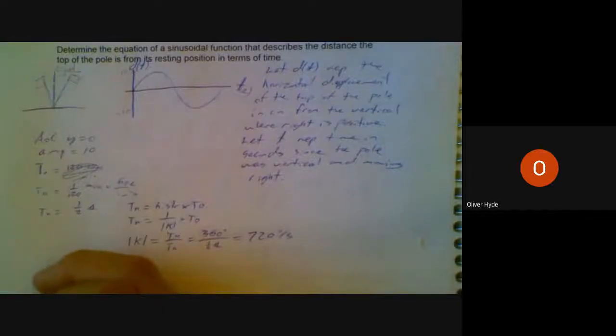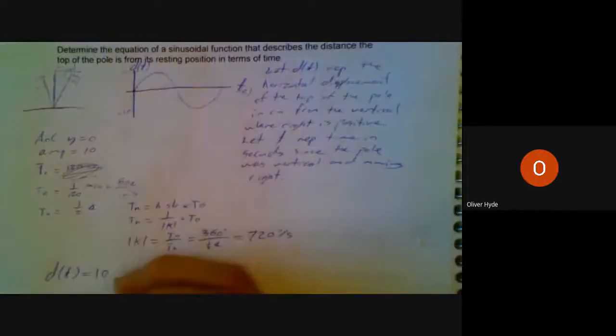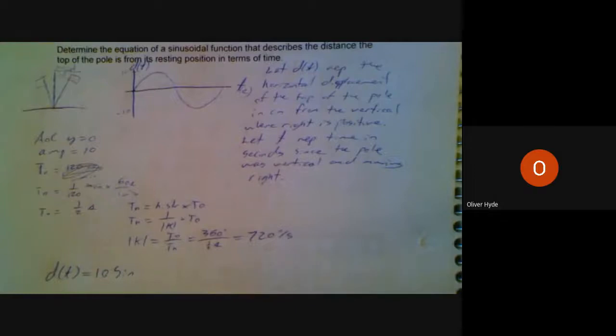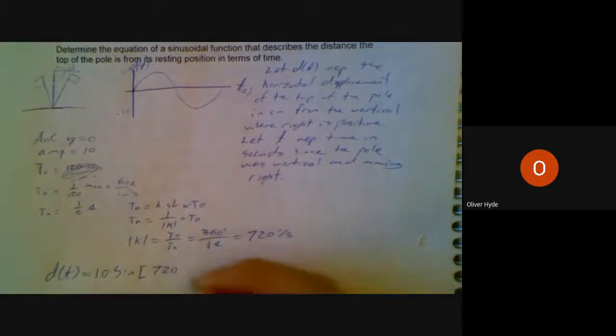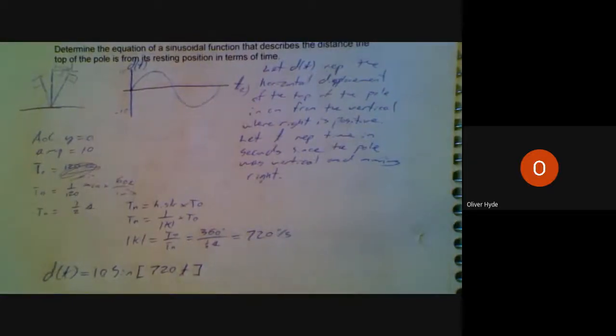And here we go. Probably the most popular function that we would use would be d of t equals, we need an amplitude of 10. I'm going to use a non-reflected sine model. Advantage there is that I don't even need a phase shift. 720 t plus 0. And there you go.